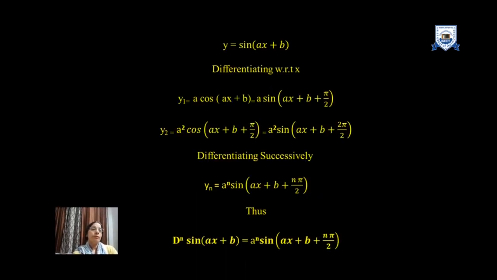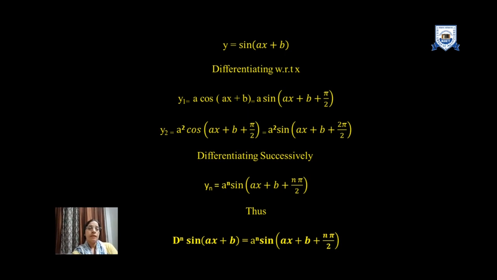We also prove some formulae for trigonometric terms. Let y equal sine ax plus b. We differentiate this with respect to x. The first order derivative comes in terms of cos, but we change it again in terms of sine by changing its quadrant. It means the cos is changed: when we add angle pi by 2 to its angle, it becomes sine again. Then we differentiate again, it becomes cos, and we again change it in terms of sine.